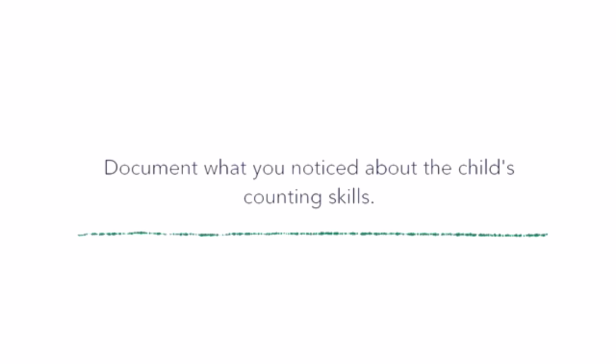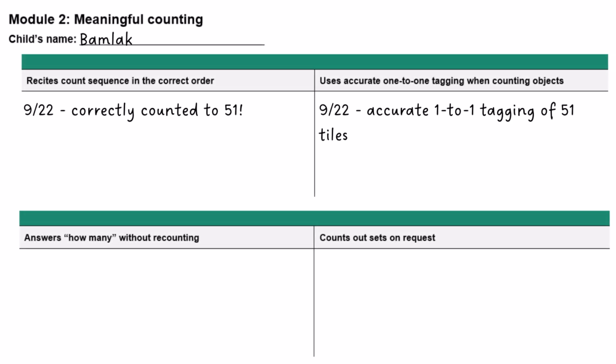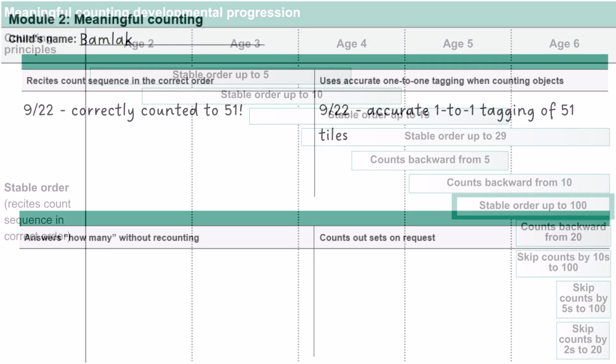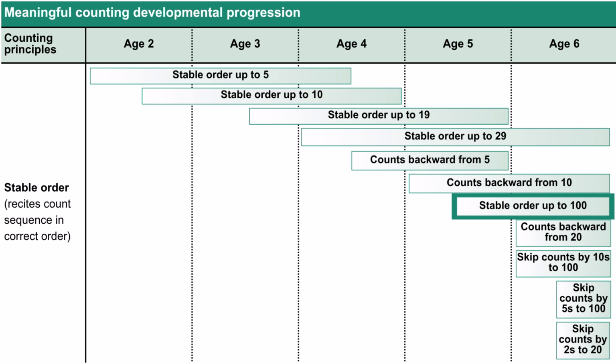What did you notice about Bamlak's counting? How would you describe his application of the how to count principles? Pause this video and take a minute to summarize your observation in the space provided in the Teacher Learning Journal. Bamlak uses accurate one-to-one tagging to count 51 tiles. He places each tile on the edge of the mat as he counts them to keep track of his count. His stable order understanding falls within the 7th band of the progression based on what we observed. Given that Bamlak is 4 years old, his skills fall outside the range of other children his age.